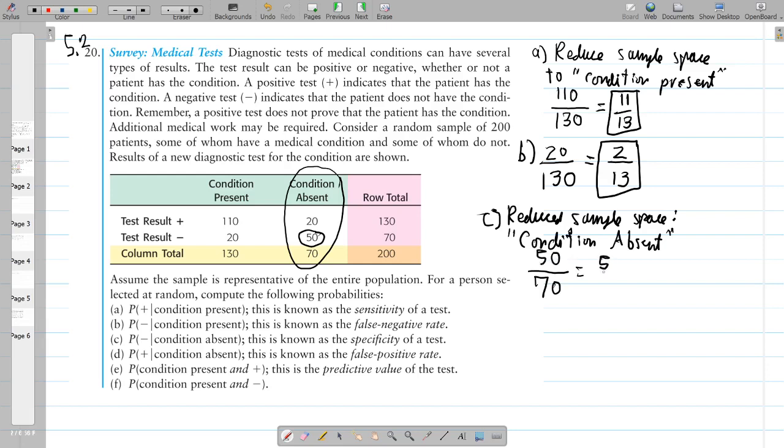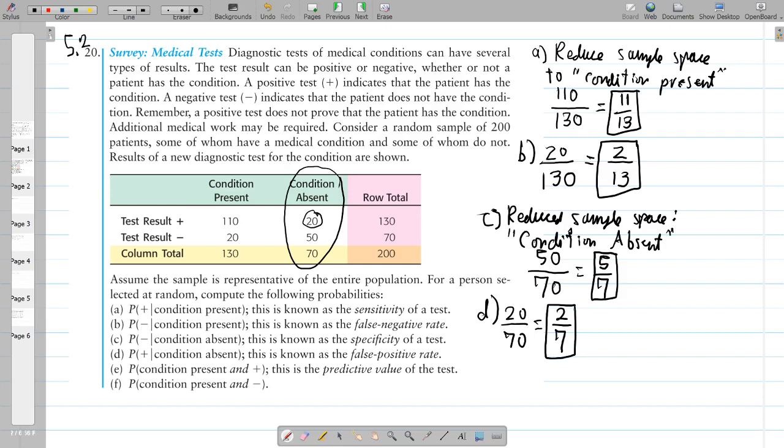which is 5 over 7. And D is like C, but now we look not at the negative, but at how many are positive. So we get 20 over 70, which simplifies to 2 over 7. Okay, let's look now at E and F.